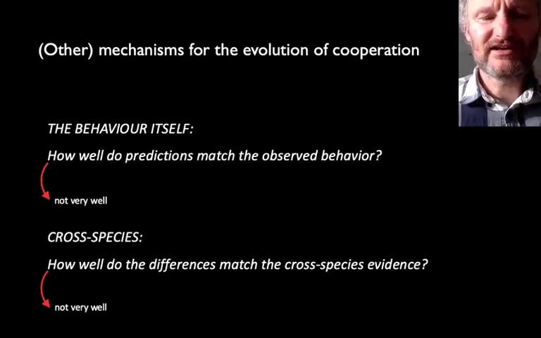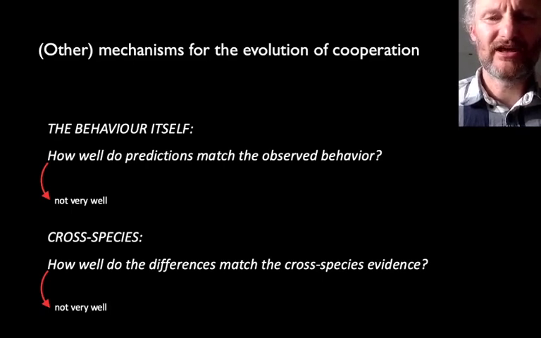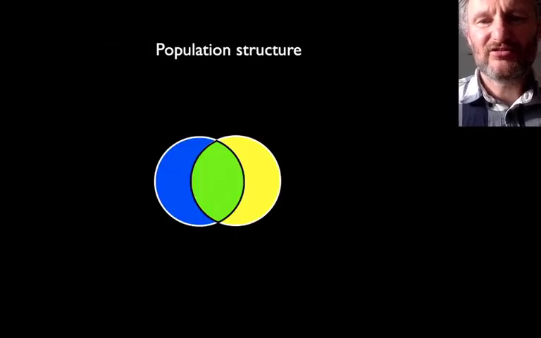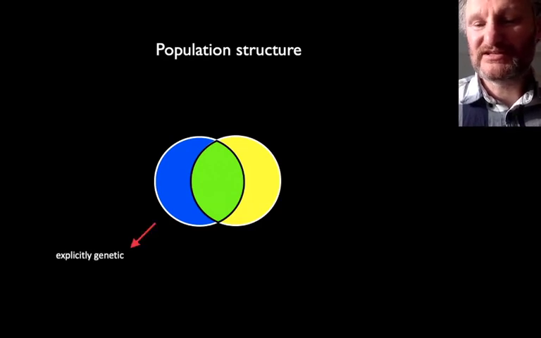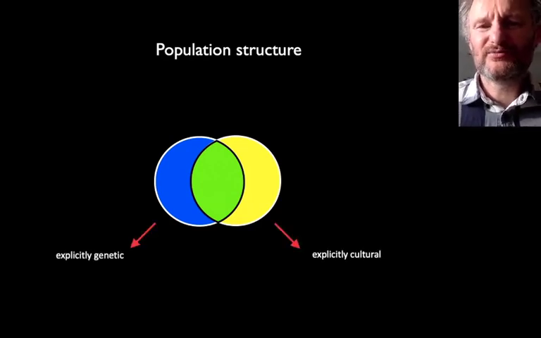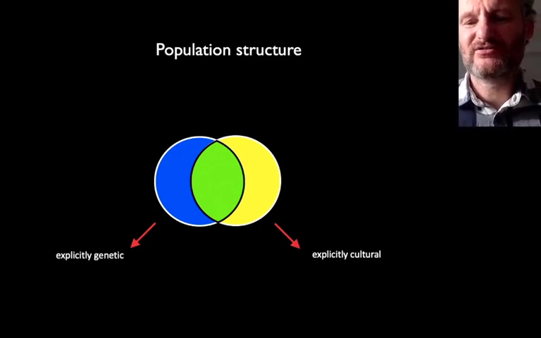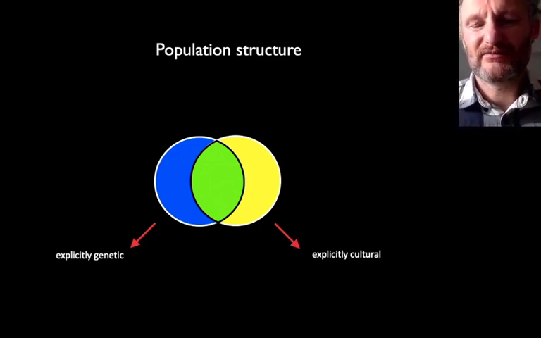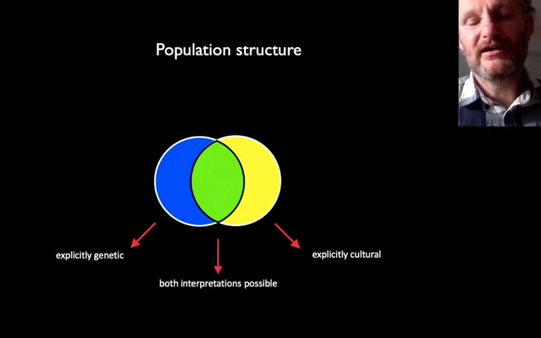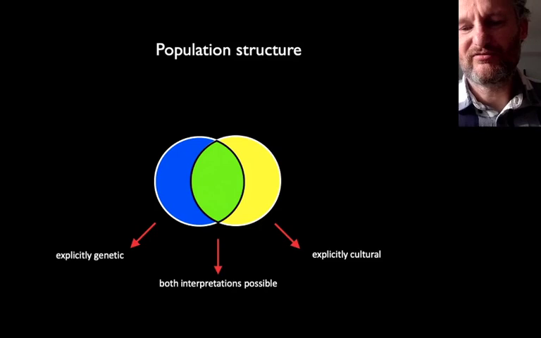Now, Asli and I have a paper that's almost done that is going over a lot of the empirical evidence. So half an hour is, of course, way too short to discuss all of those, so I'm just going to focus on a few aspects here. So population structure models can sometimes be explicitly genetic. They can also be explicitly cultural, so transmission can be genetic or cultural. And there's also models that allow for both interpretations.